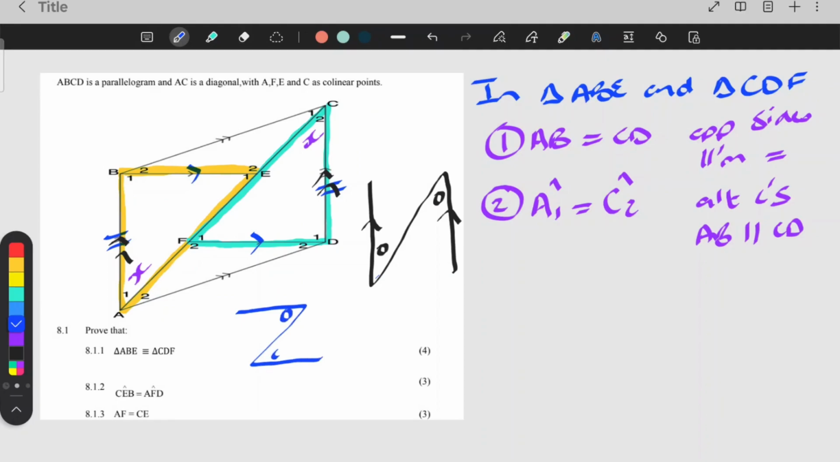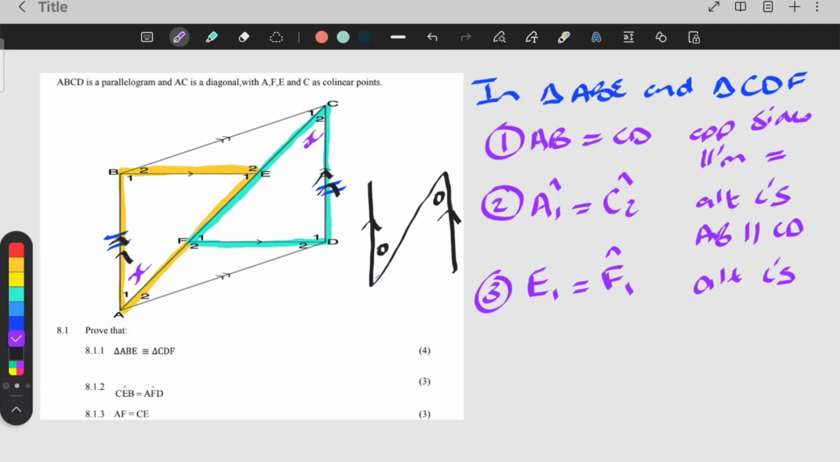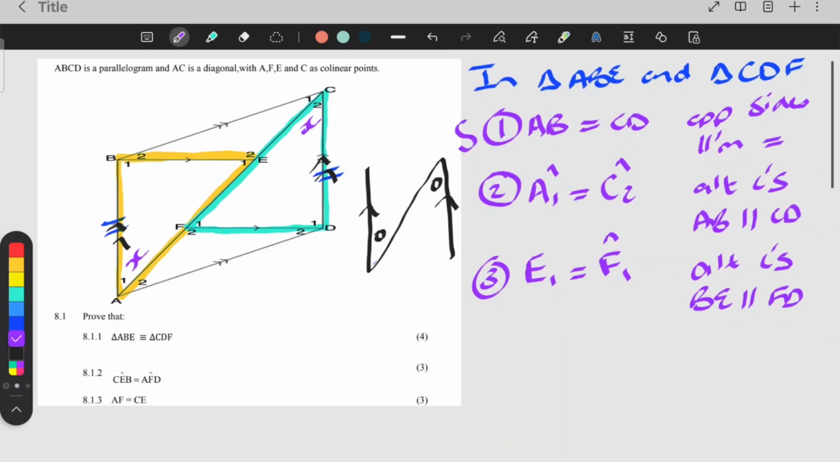You see, this will be equal to that alternating angle. So look here, there's the Z. So that means E1 is equal to F1 in the other triangle. So I'm going to write here, in the yellow triangle, E1 is equal to F1 in the blue triangle. And the reason is the same: alternate angles, but the lines that are parallel here are BE is parallel to FD. Okay, so there I have three things. This was a side, this was an angle, and this was an angle.